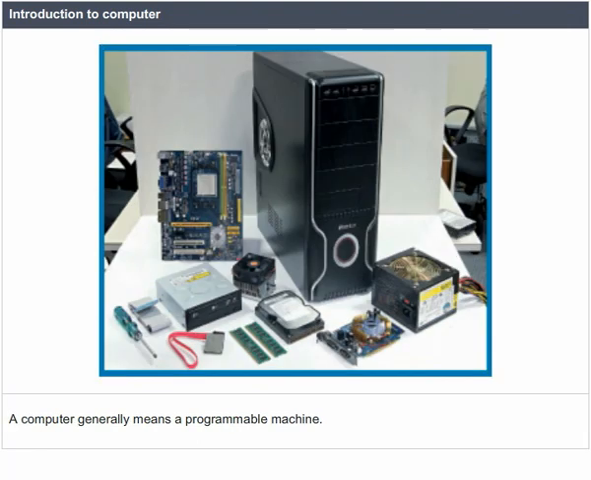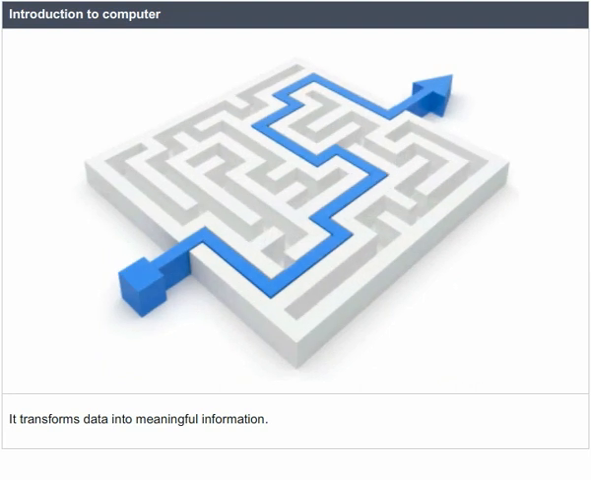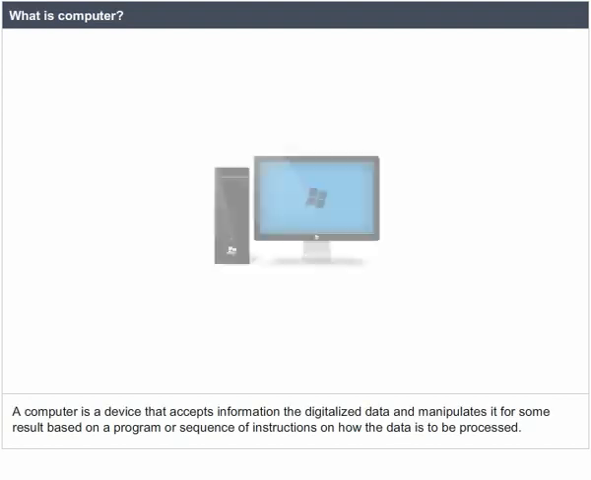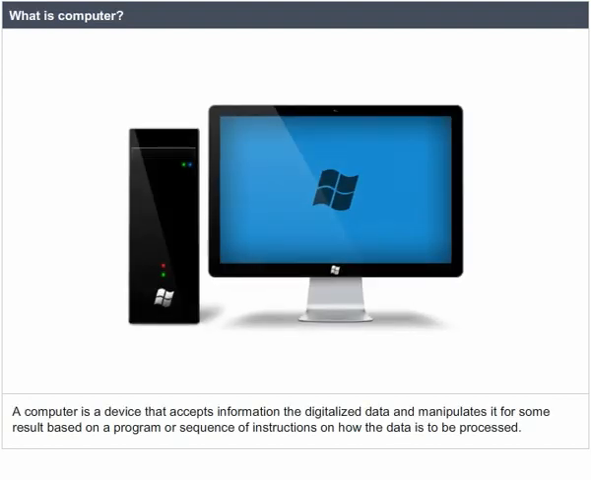A computer generally means a programmable machine. It transforms data into meaningful information. Data can be anything like video, audio, letters, numbers, etc. What is a computer? A computer is a device that accepts information, the digitalized data, and manipulates it for some result based on a program or sequence of instructions on how the data is to be processed.